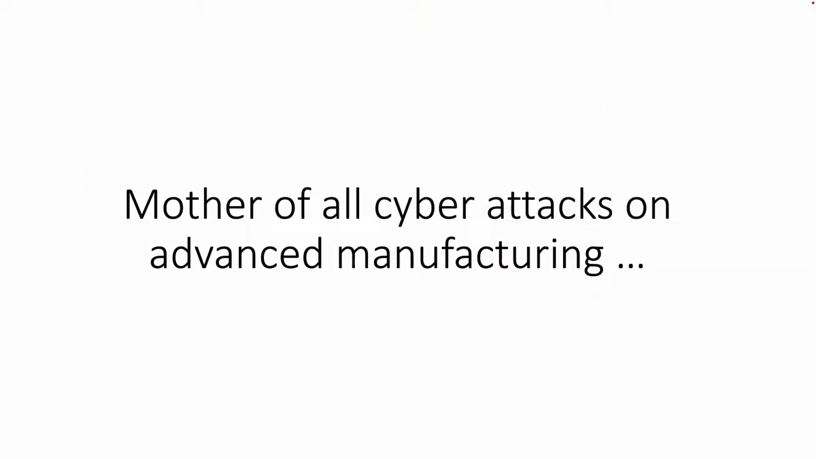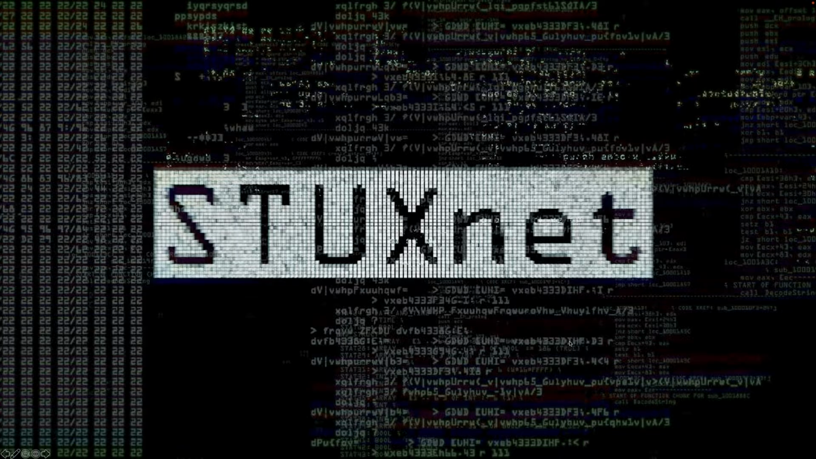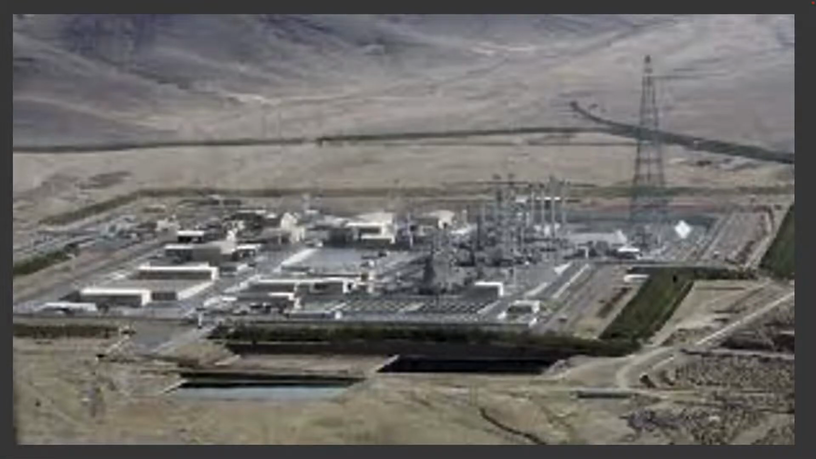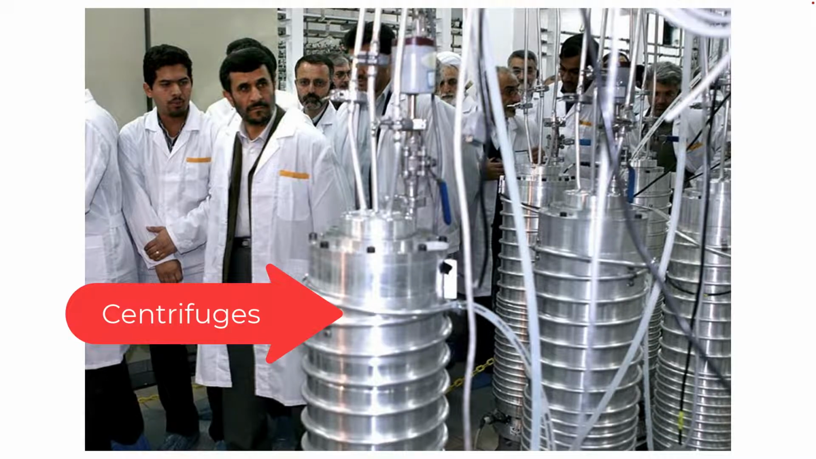Now let's discuss what I call the mother of all cyber attacks on advanced manufacturing, which deals with uranium enrichment facilities and centrifuges in the Natanz uranium enrichment facility in Iran. This was called Stuxnet. This is the Natanz uranium enrichment facility in Iran. This is where raw uranium is processed using centrifuges that spin at precise velocities. And you see each of those metal cylinders there on the right, those are called centrifuges.